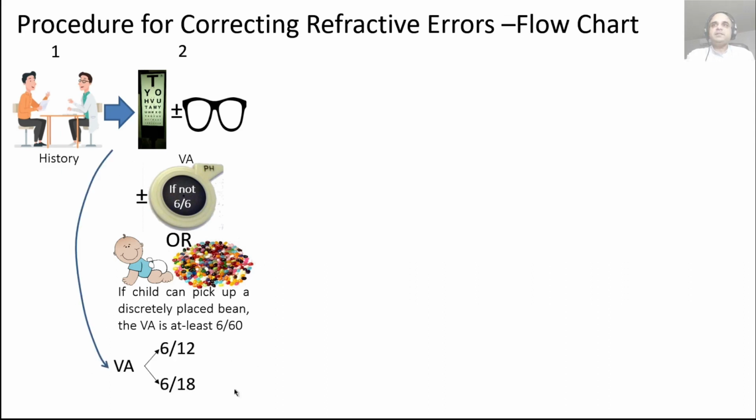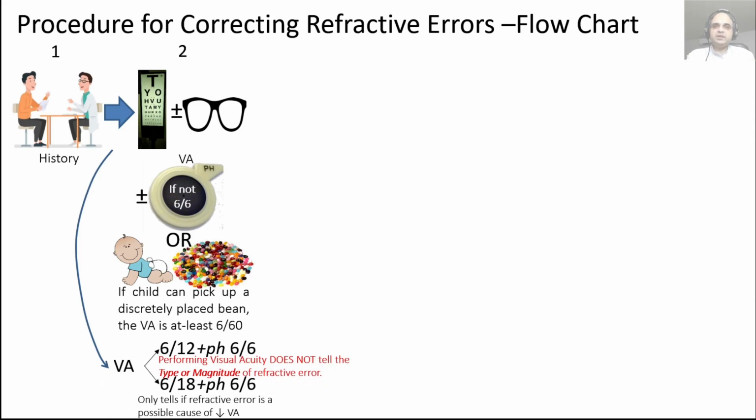And if this is the vision and with pinhole it improves to 6/6, that means you are looking at a refractive error in all likelihood. So we move forward. Doing this test, just the visual acuity, is not telling you the type of error or magnitude of error. It only tells you that refractive error is a possible cause of this decreased vision because the pinhole is improving your vision, and pinhole improving a vision points to the possibility that this is a refractive error causing decrease in vision. Look at the visual acuity clinical scales for more information.